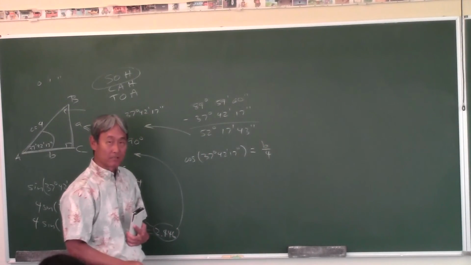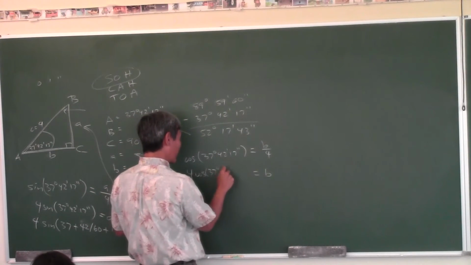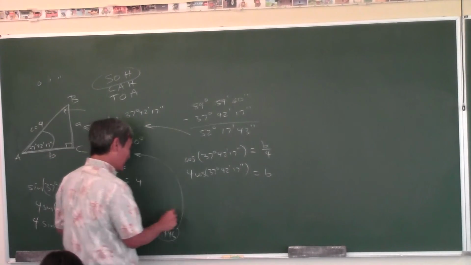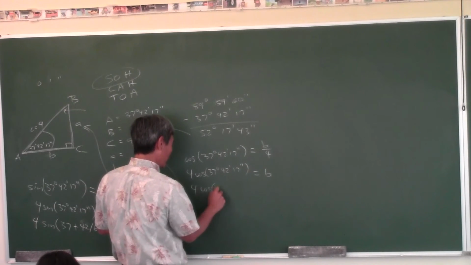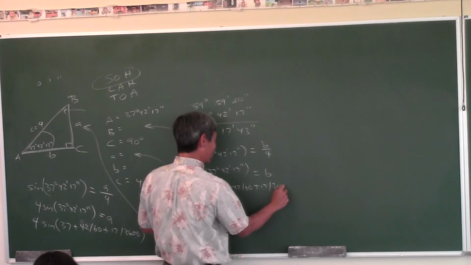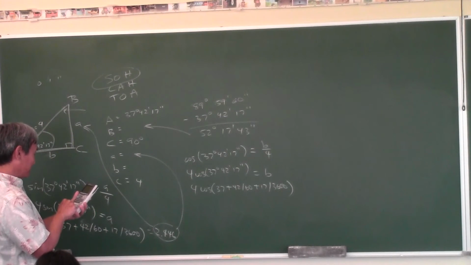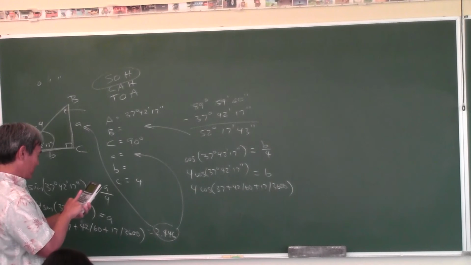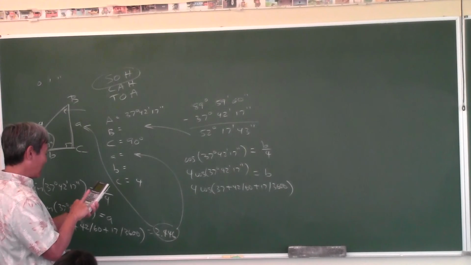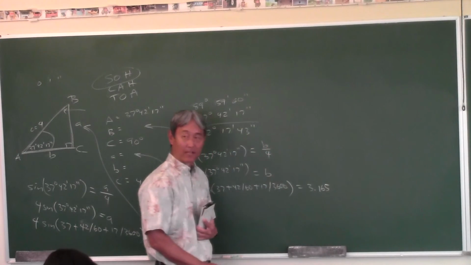So how do I figure out what B is? Multiply both sides by 4, and you get 4 cosine 37 degrees, 42 minutes, and 17 seconds. Bam! Now, how do you punch that in on your calculator? You go 4 times cosine 37 plus 42 over 60 plus 17 over 3600. Okay, let's do that. I get 3.165. Did you guys get that?